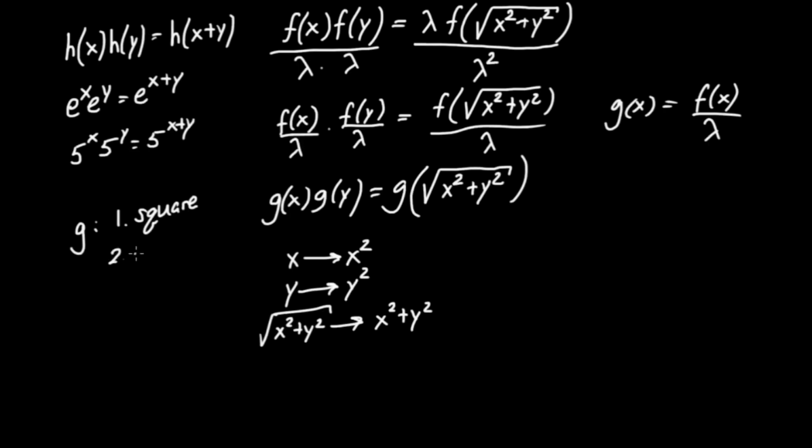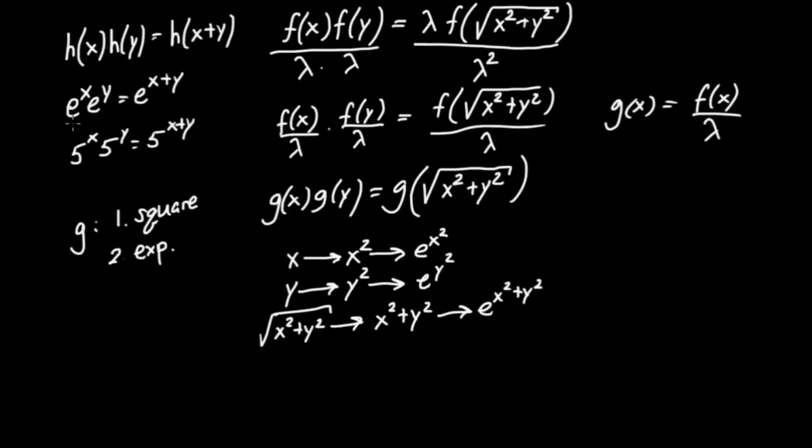Then, secondly, you exponentiate it. Because you exponentiate x squared, you get, for example, e to the x squared. You exponentiate y squared, you get e to the y squared. You exponentiate x squared plus y squared, you get e to the x squared plus y squared. Now notice the product of these two is indeed equal to this, which is that property that we have coming from the exponential functional equation.